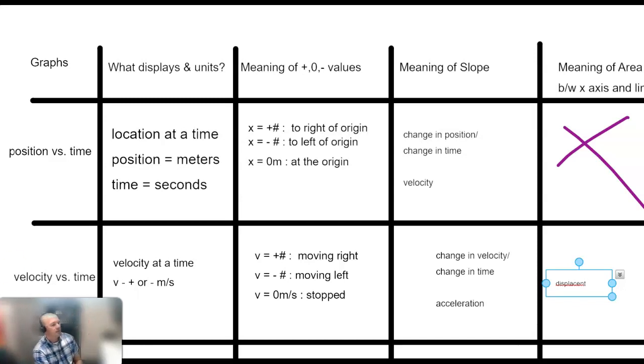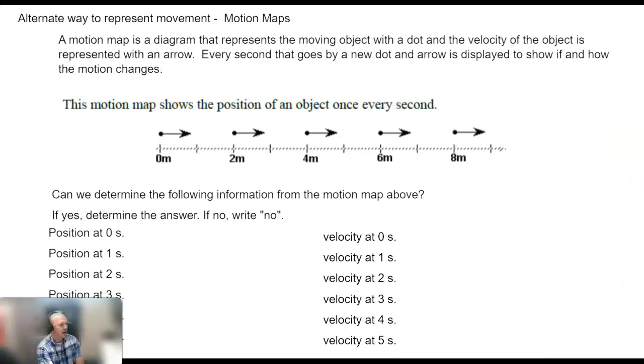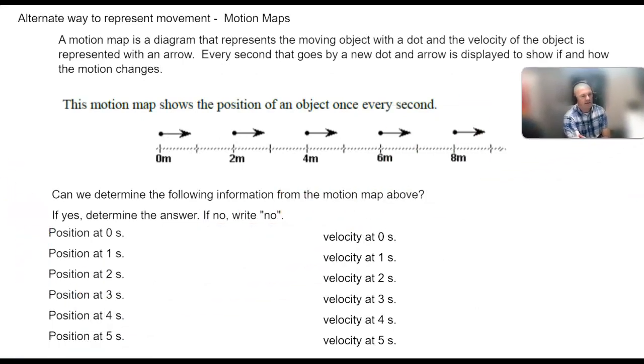Okay, so we're going to jump into a new way to represent motion, which is something called a motion map. In a motion map or a motion diagram, it represents the motion of an object with a dot. So the object is the dot, and then the velocity is an arrow. And every second of time that passes in the motion is represented by a new dot with a new arrow.